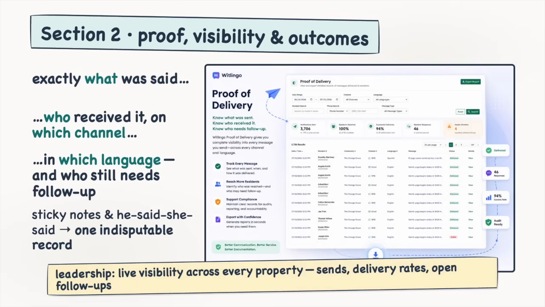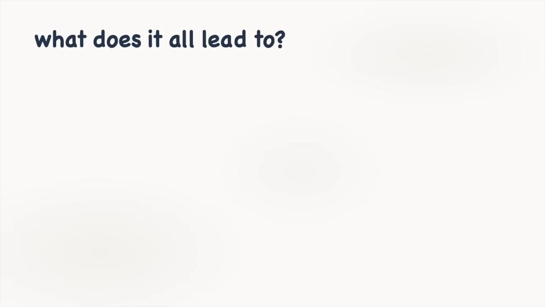Managers are no longer in the dark. They get total visibility to monitor total notifications sent, the actual delivery receipt rates, content types, days, times, and open follow-ups in real time. You aren't just hoping your properties are communicating effectively, you are seeing it proven.